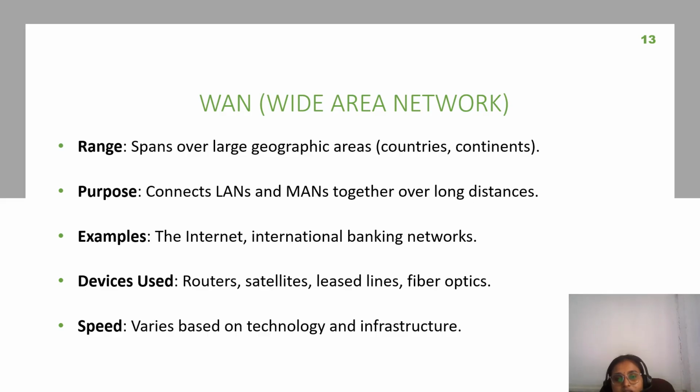Next one is the WAN, that is wide area network. So it spans over a large geographical area, countries, continents, and the purpose is to connect LANs, MANs together over long distance. And the examples are the internet, international banking network, router, satellite, leased lines, fiber optics. Speed varies based on technology and infrastructure.